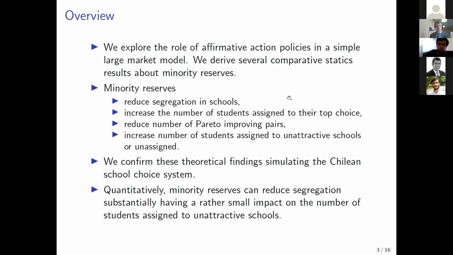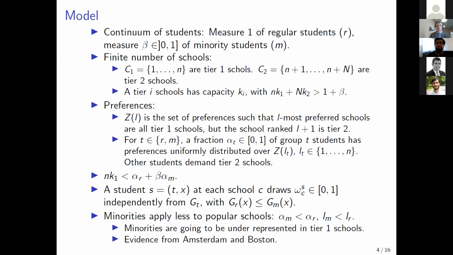So let me just go super quick to the model. This is a large market model. There is a continuum of students. There is a measure one of regular students, a measure beta of minority students. There is a finite number of schools. The schools are in two tiers. Tier one schools are like the popular schools. Tier two schools are like the unpopular schools. A tier i school has capacity k_i, and the system is feasible.